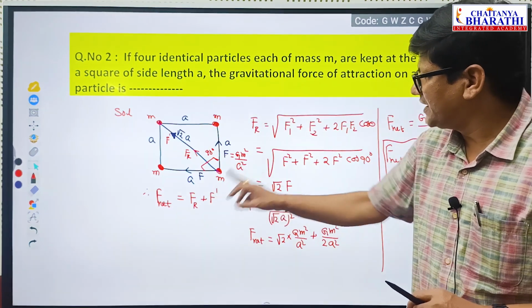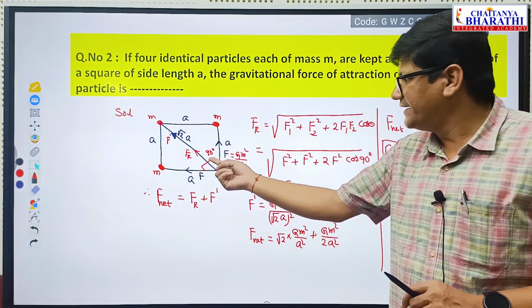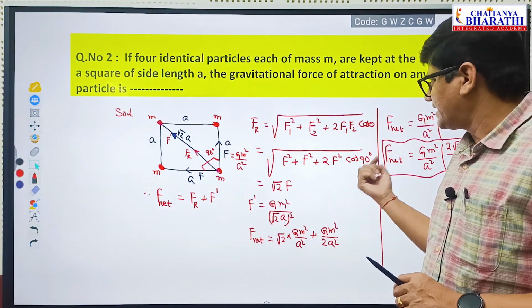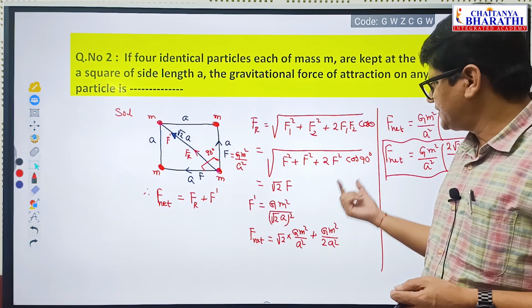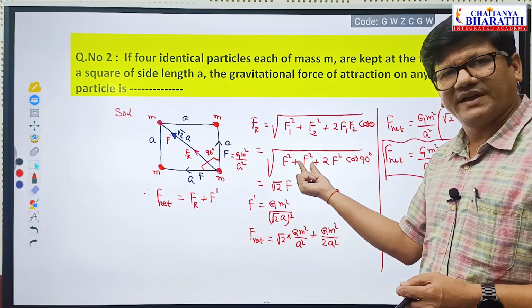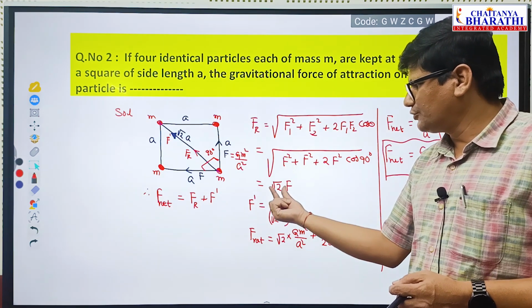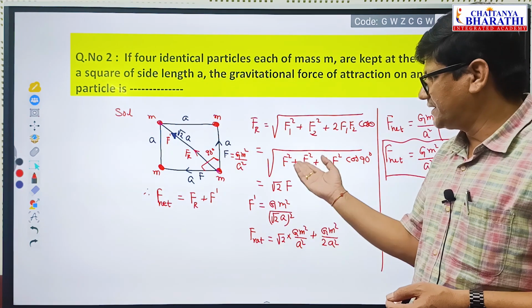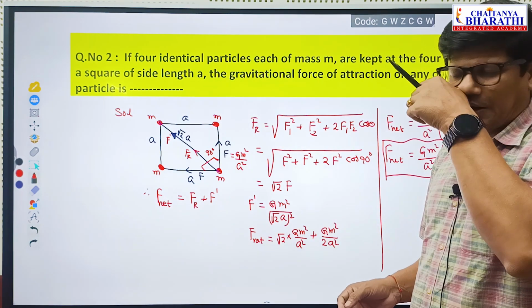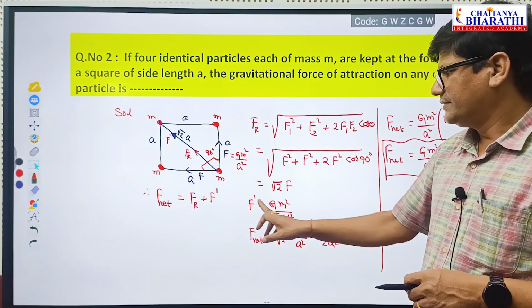So now Fr calculate किया by using this formula. Theta is 90 degrees. If theta is 90, cos 90 value 0 हो जाएगा, ये cancel out a term. Simple, F square plus F square आ जाएगा. F square plus F square is 2F square. इसको root 2F लिख सकते हैं because F square comes out of the root, it becomes F. So Fr मिलेगा.